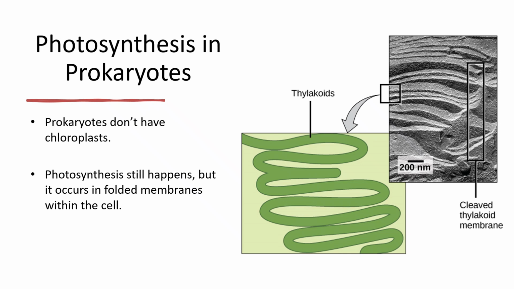Prokaryotes don't have chloroplasts, but some can still perform photosynthesis. They use folded areas of their cell membrane to hold pigments and carry out reactions similar to those in plant chloroplasts.